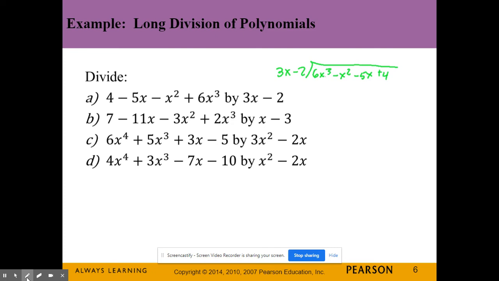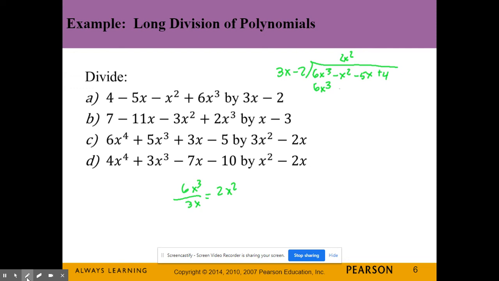3x goes into 6x cubed. Write it out if you need to write it out. You end up with 2x squared. So that's going to always line up by degree, part of the quotient above the dividend. 2x squared times 3x is 6x cubed. By the way, this always happens. If you did the dividing step correctly, this part will always subtract to 0.